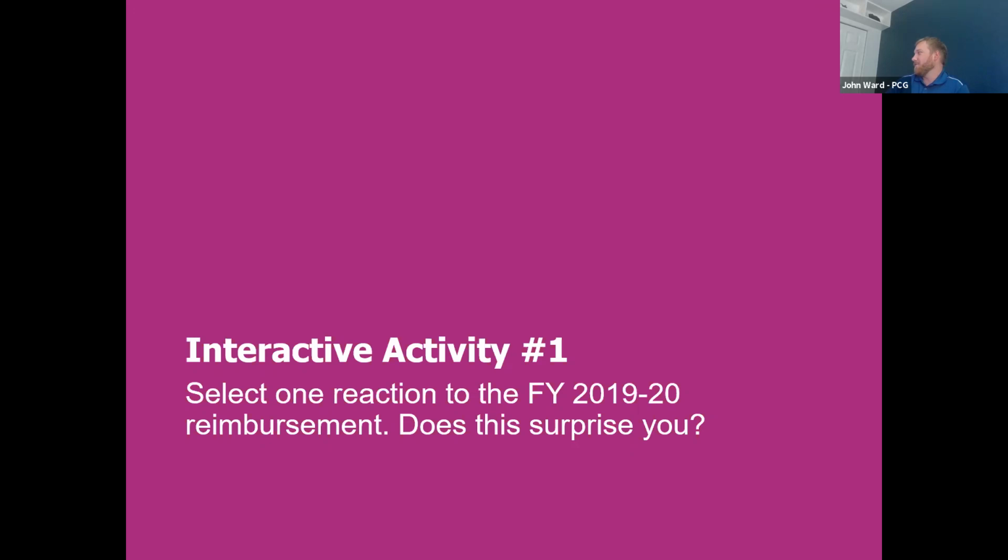Just give everyone maybe another minute or so, just to make sure everyone can find that Zoom chat. Again, if you're having trouble finding that reactions option, you can just type into chat. Higher than expected, okay. Little surprised. Okay.